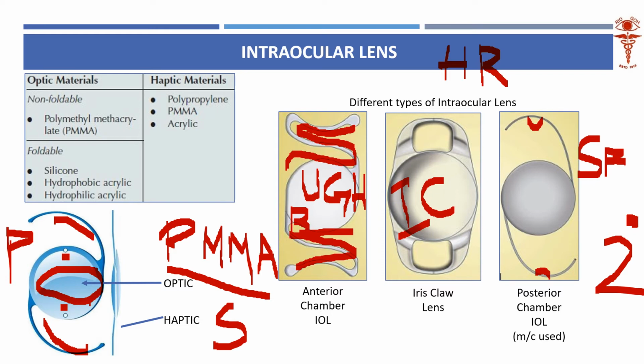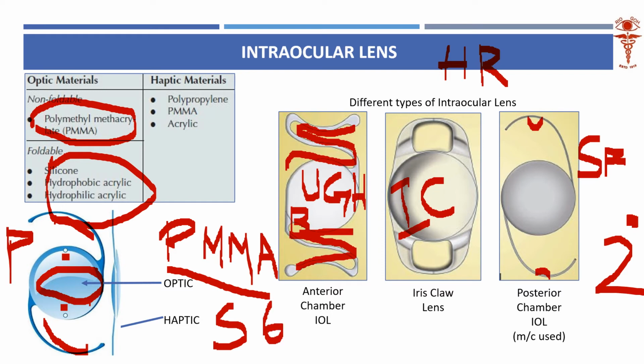Now we have exhausted PMMA options. Now we have foldable options, because we understood that these PMMA lenses need at least 6 millimeters to implant into the eye. But in phacoemulsification, we know that we only create a 3 millimeter wound. So through a 3 millimeter wound, this lens will not go. The 6 millimeter rigid lens will not go. So we have to use a foldable lens.